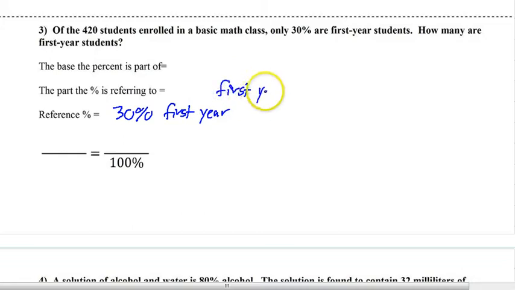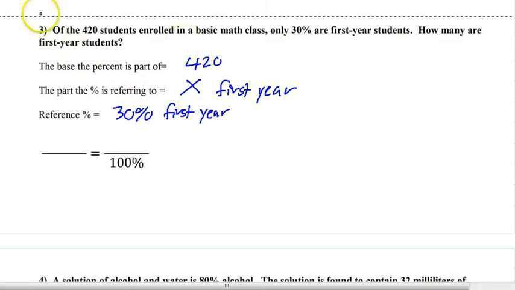If you notice, I'm writing the same wording for both because we have to have them as the same piece. So we have 30% are first year students. How many are first year students? That means we don't know that one. That's also X, which means 420 should be the entire part, the entire whole, the base.